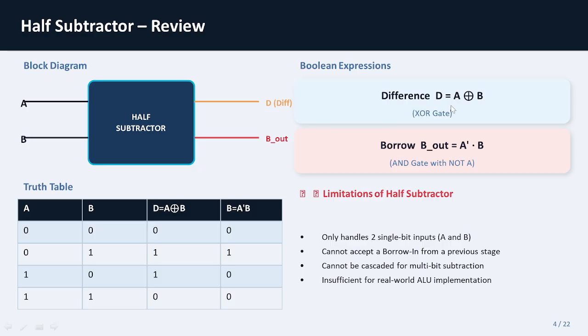So what will the Boolean equation become? The difference looks somewhat like an XOR gate output. So you directly write the XOR gate equation for the difference. And for borrow, just look here. What are you getting here?